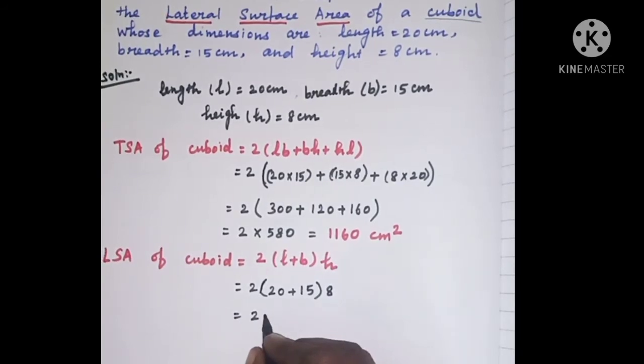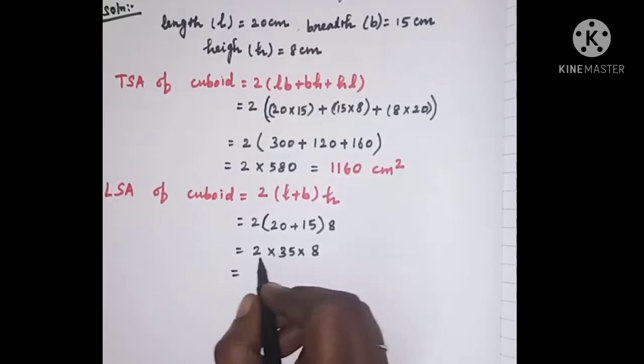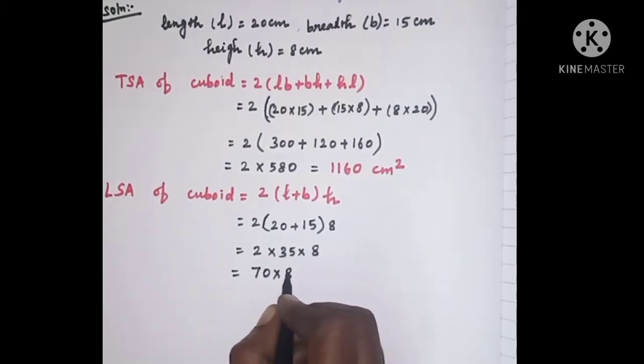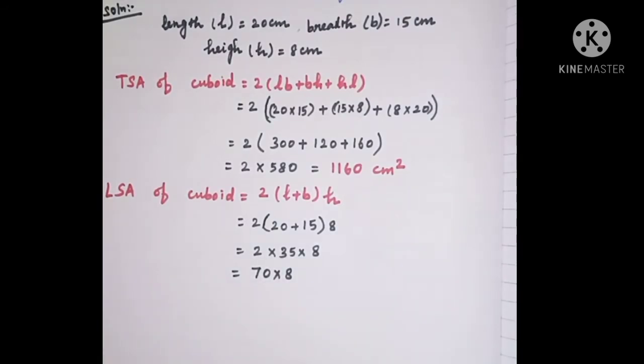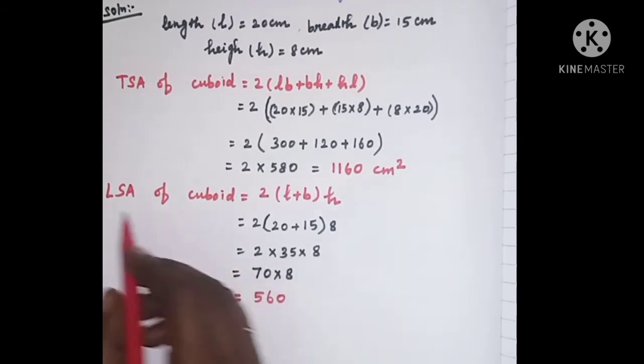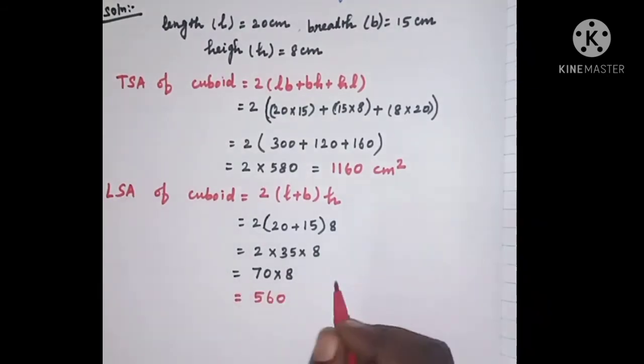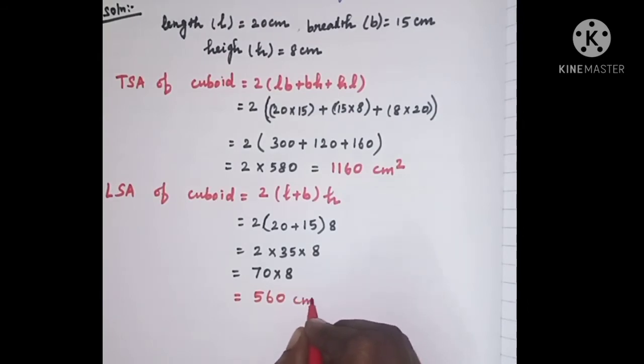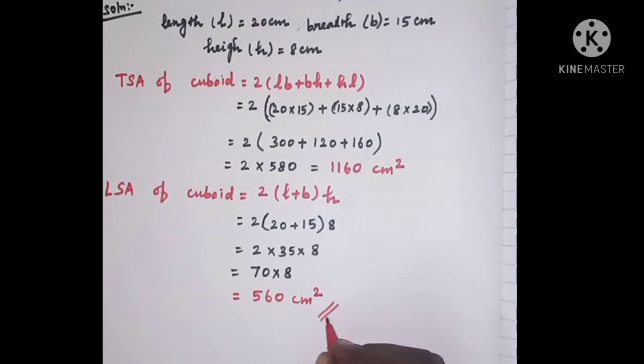Substitute 8 in this place. Now 2 into 20 plus 15 is what? 35 into 8. So 2 into 35 into 8. 2 into 35 is 70 into 8. 70 into 8 is 560. Here also they are asking the area, lateral surface area. So we have to write the unit as centimeter square. Therefore, the total surface area of the cuboid is 1160 centimeter square and the lateral surface area of the cuboid is 560 centimeter square.